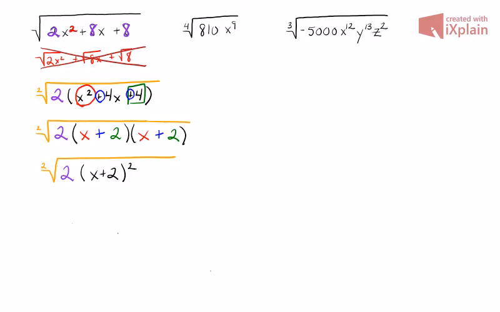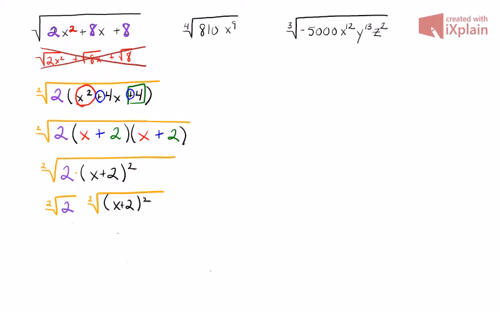So the next thing to note, though, is at this point I can break this apart. Again, I can't give each term a square root like I had highlighted up there at the top in red, but if I'm dealing with a multiplication problem, I can go ahead and break each factor apart. So I can have the square root of 2 times the square root of x plus 2 squared.